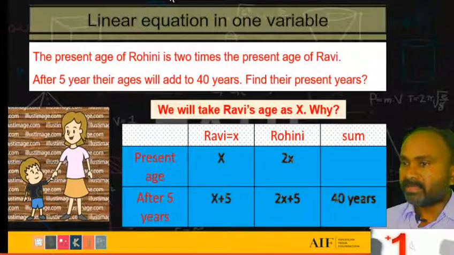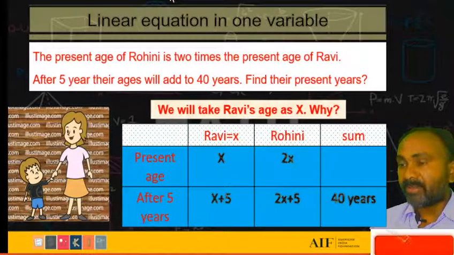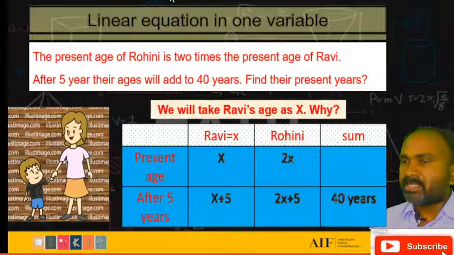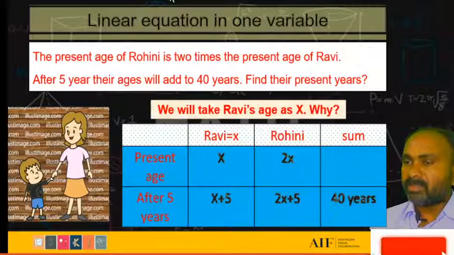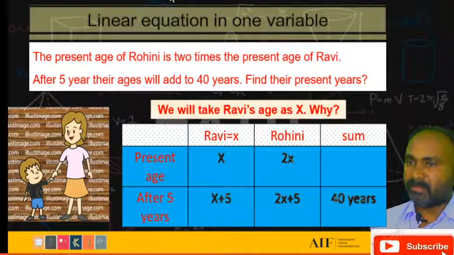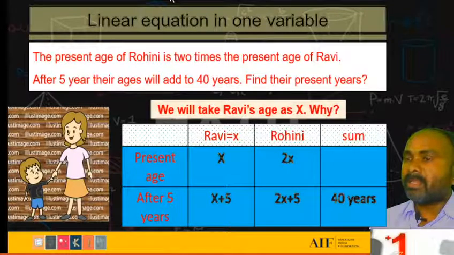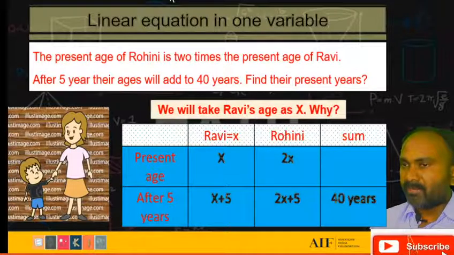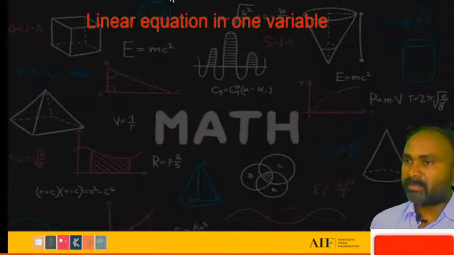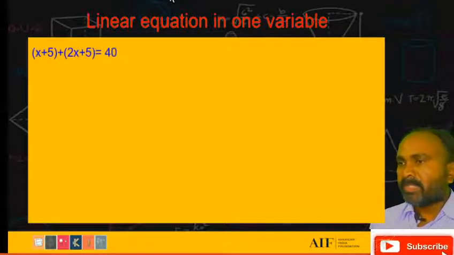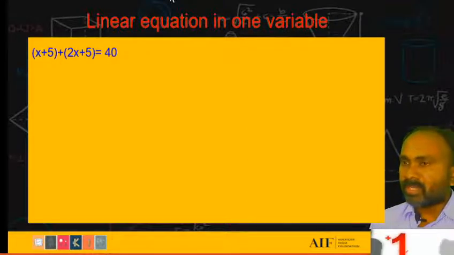After 5 years, their ages will add to 40 years. So first we write their ages after 5 years. Ravi's present age is x, so after 5 years it is x plus 5. Rohini's present age is 2x, so after 5 years it is 2x plus 5. Given that their ages will add to 40 years, so x plus 5 plus 2x plus 5 equals 40.